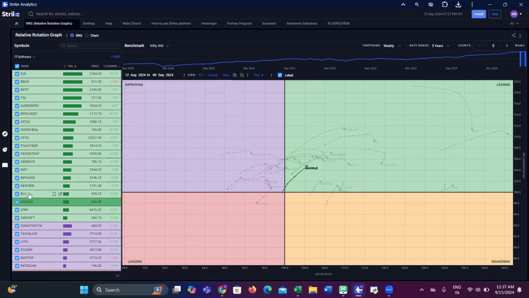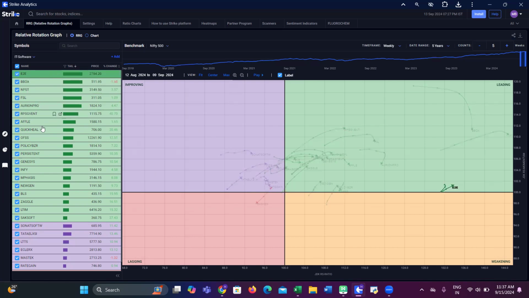It's already moved a lot. Newgen is also still interesting. Mphasis, I would say yes, to look at it. Persistent is losing slight momentum, but very interesting to see. Policy Bazaar, PB Fintech is something which you can think of. OFSS, I think very interesting to look at. Yeah, I mean, these are the things that you can look at.